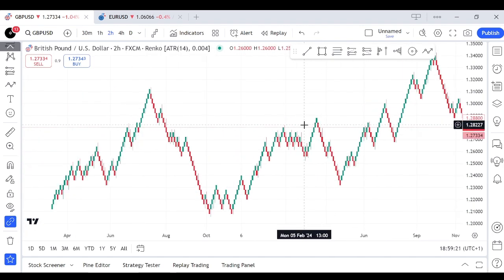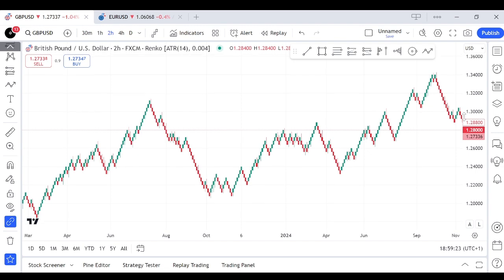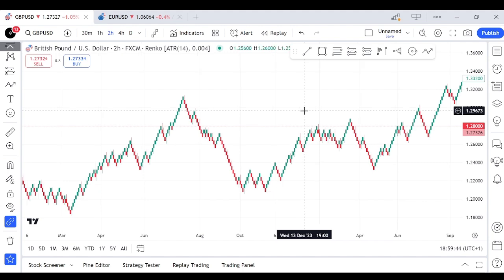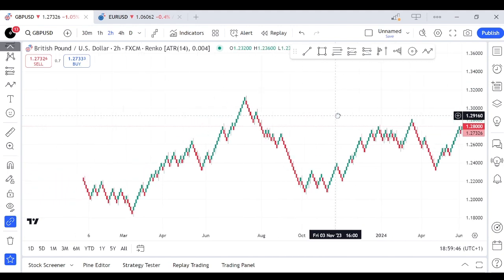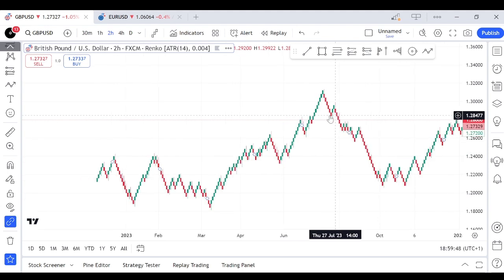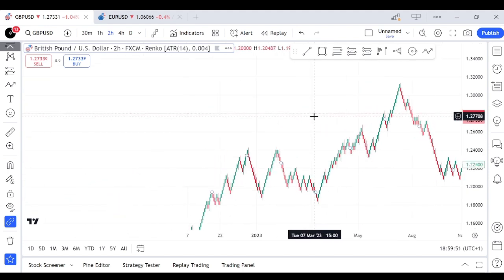Let me just explain what Renko charts are. Unlike traditional time-based charts, Renko charts focus solely on price movements. They use bricks to represent fixed price changes, ignoring the time element altogether. This unique approach helps you filter out market noise and identify trends more easily. So this creates a clean, easy to read chart that clearly shows price direction.